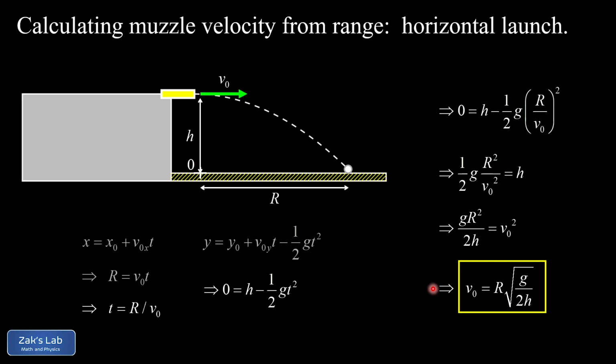Now, as it turns out, the not so simple part of this process is the error analysis. It turns out that the uncertainty in muzzle velocity is completely dominated by the uncertainty in launch angle, but we haven't included launch angle as a variable in our formula. So in the next video, we're going to generalize our result to work for a general launch angle of theta, and that's going to allow us to do a proper error analysis when we get to the lab.